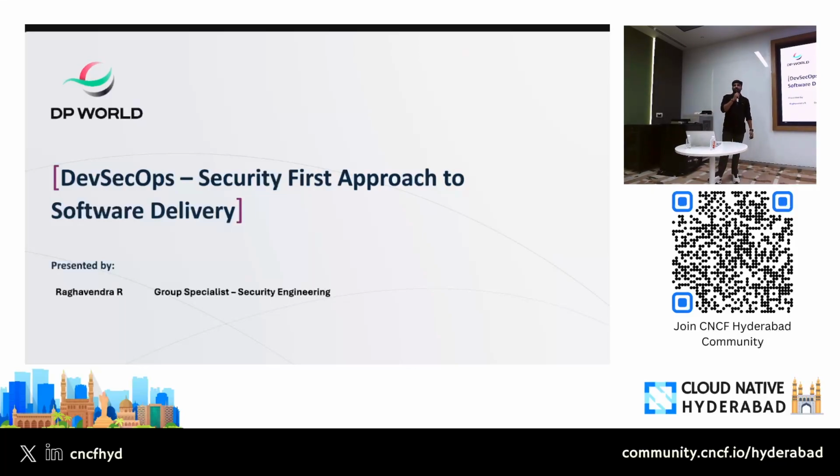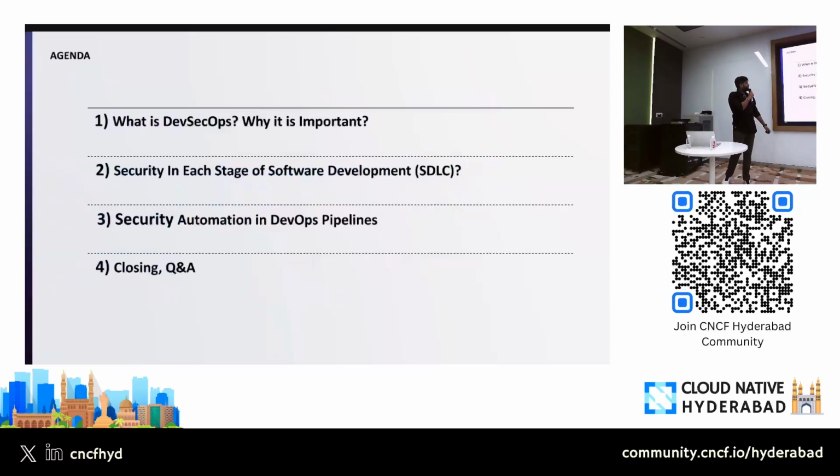I'm Raghavendra. I'm part of DP Words Group Technology, mainly the security and governance team, where I'm mainly taking care of application security and DevSecOps. Today, I am here to talk about what DevSecOps is, why it is important, and also how we can integrate security in each and every phase of the development life cycle, right? And also, at the end we'll see how we can automate some of the security tasks in our DevOps pipelines, like CI and CD pipelines.